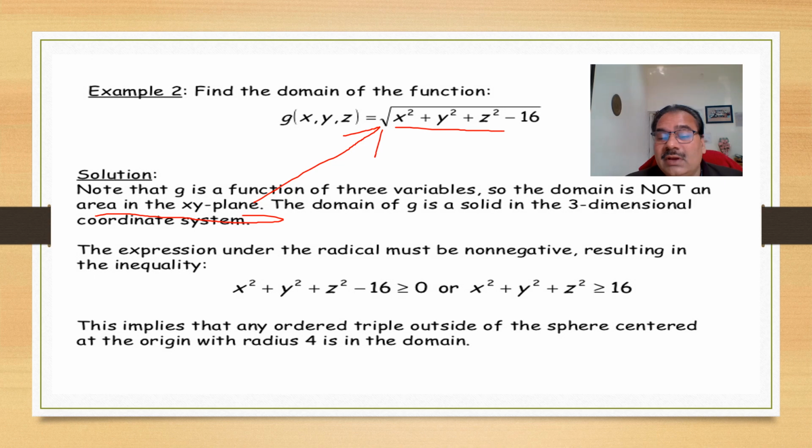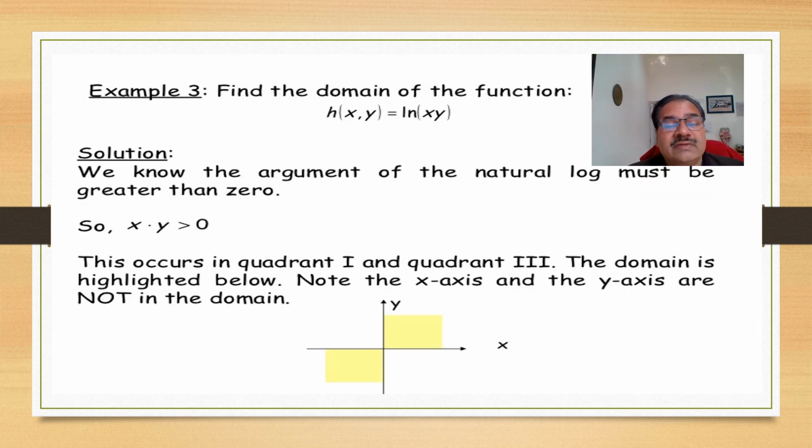This must be non-negative. Resulting in the inequality, x square plus y square plus z square minus 16 should be greater than or equal to 0, or we can say x square plus y square plus z square should be greater than or equal to 16. This implies that any ordered triple outside of the sphere centered at the origin with radius 4 is in the domain. That is the common sense of how the domain may be written in the case of 3D.